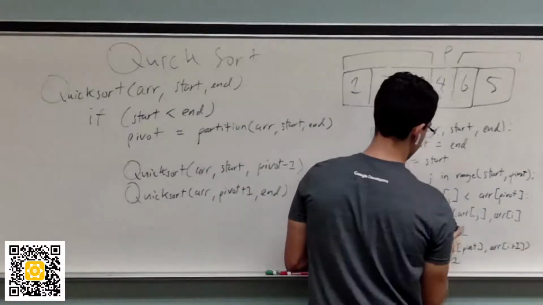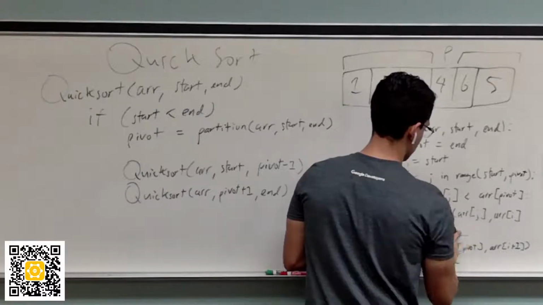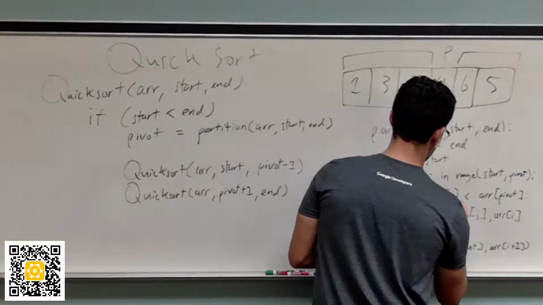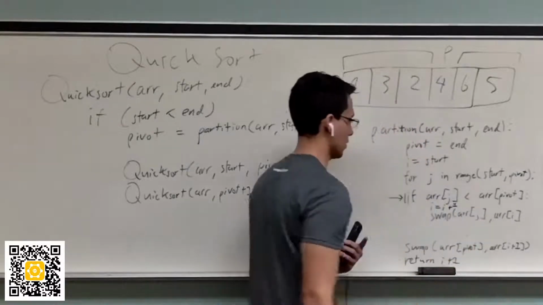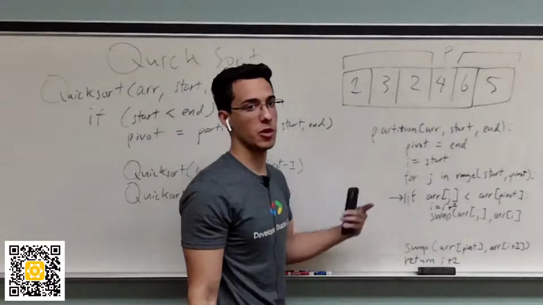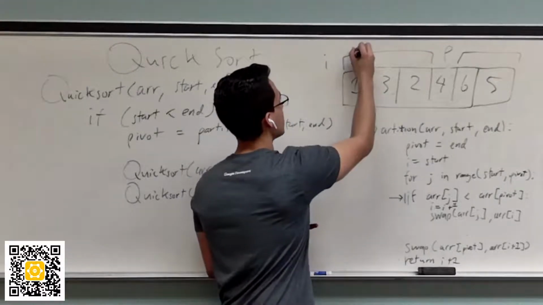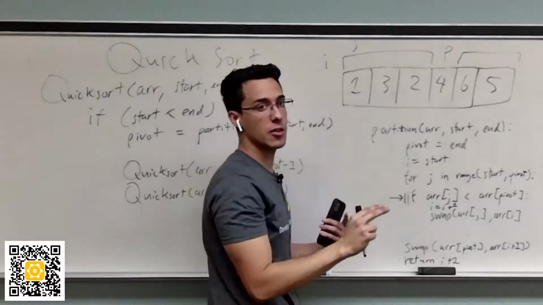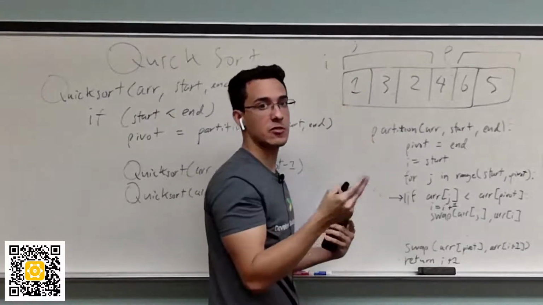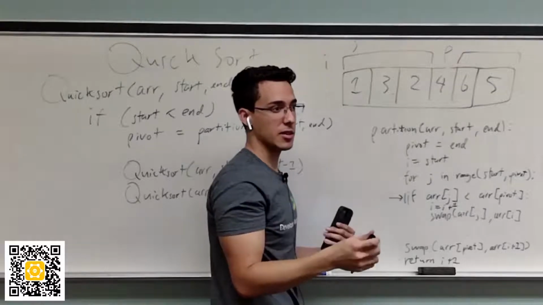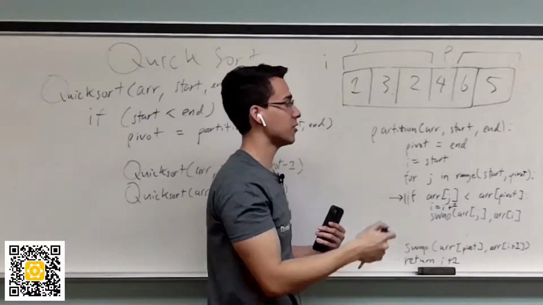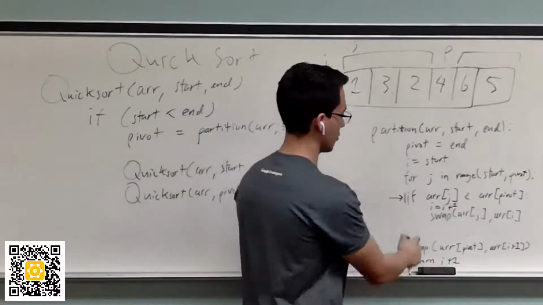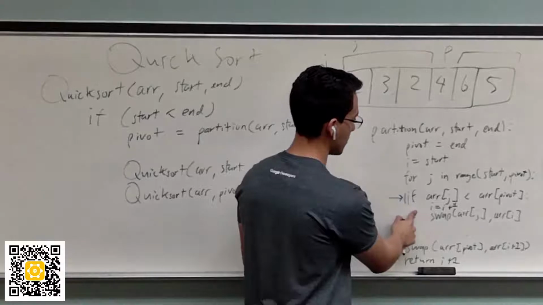Actually, let me put it here. Okay, yeah. We move I up by 1. So I is here, J is here, and if it's less than, then move it together and then swap them. If I and J happen to be the same, that means that value was already less than the pivot. Okay. But if it is greater than, or actually, yeah, or equal to.